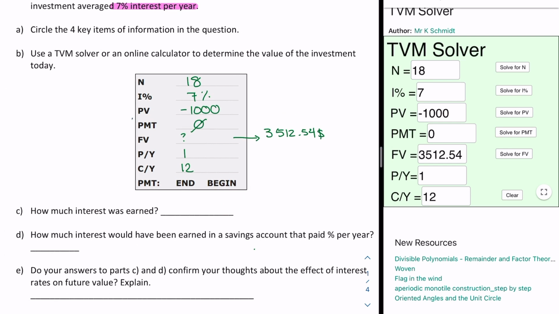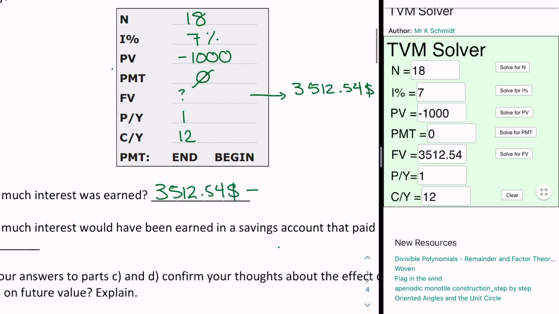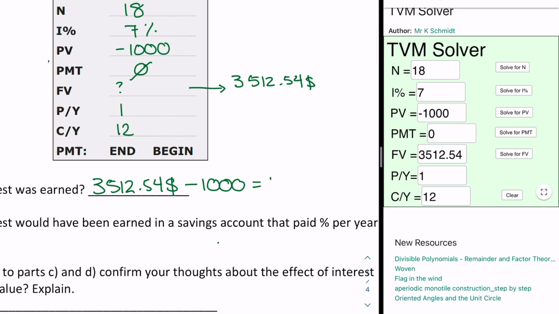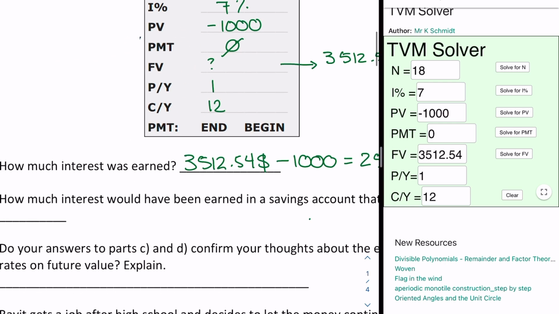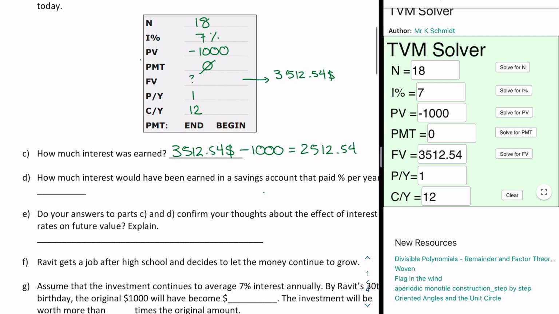Now we're asking how much interest was earned. You have $3,512.54 at the end, but you put $1,000 in. So the interest that was earned was $2,512.54.